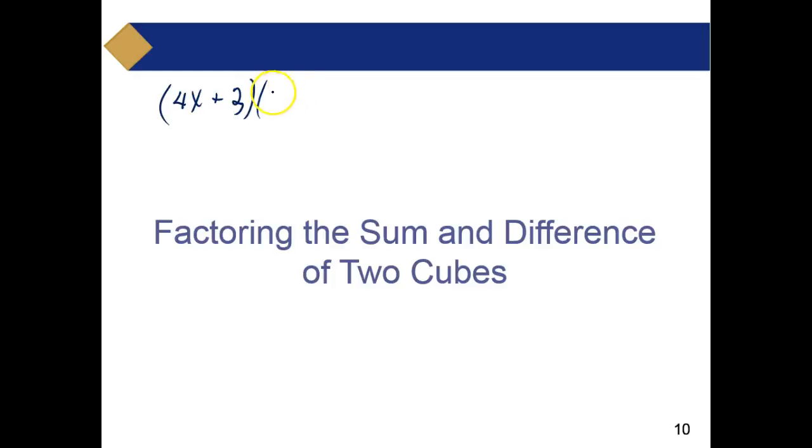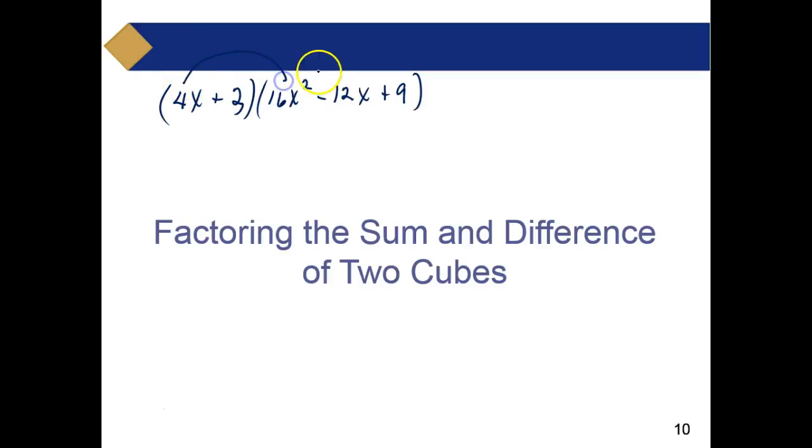Now, I'm going to choose the next part. I'm going to choose a 16x squared, a minus 12x, and a plus 9. Okay? Now, here's the tougher part. I want you to multiply those two entities together. How would we do that? It's too big for a FOIL, but it's the same principle.